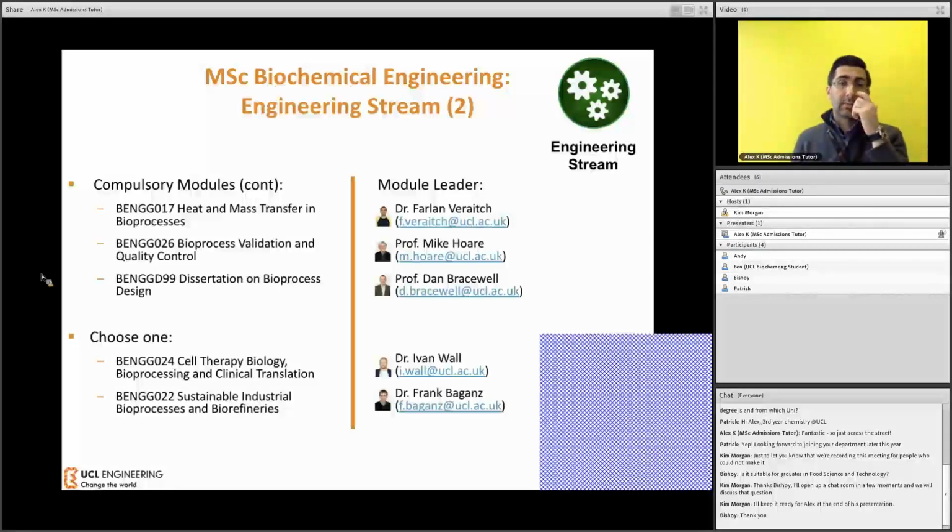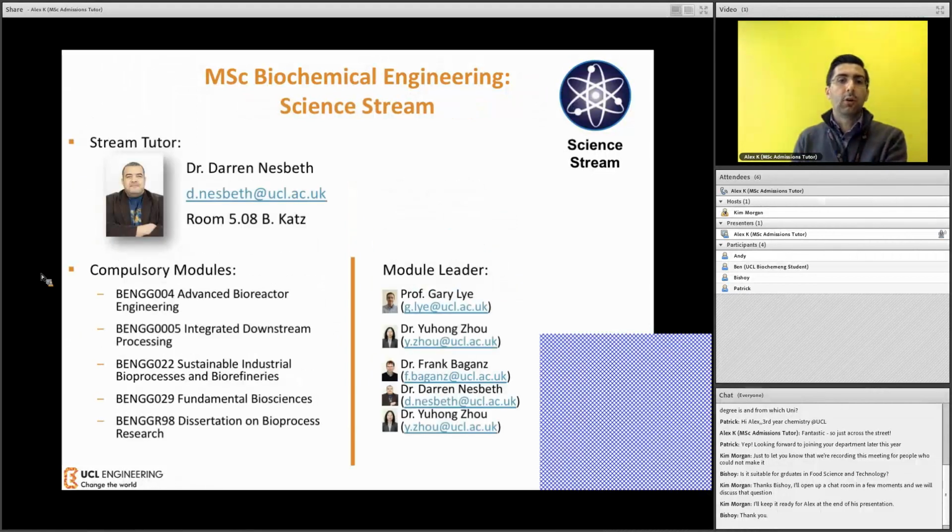Finally, the engineering stream has one option. They can choose either between cell therapy, biology and clinical translation, or bioprocesses and biorefineries. So the first one is very much a stem cell regenerative medicine kind of module, and the second one is more about biofuels and biorefineries.